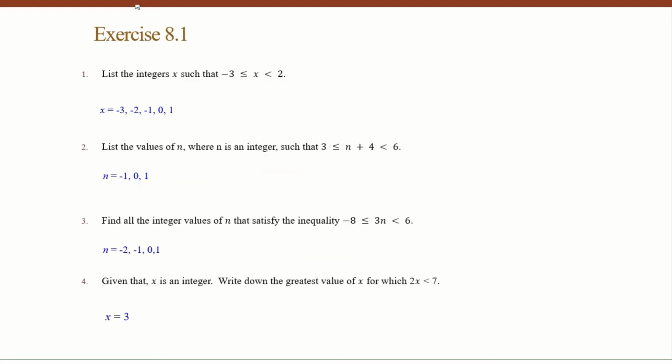Exercise 8.1 that you see in your manual. List the integers x such that x is more than or equal to -3 but smaller than 2. So this shouldn't be a problem, right? You just list down the integers.